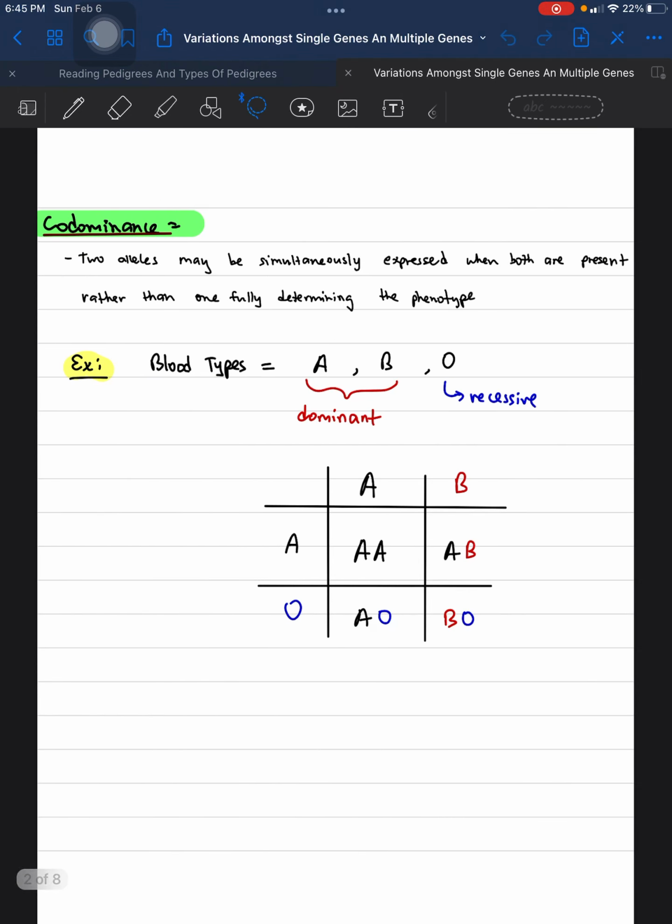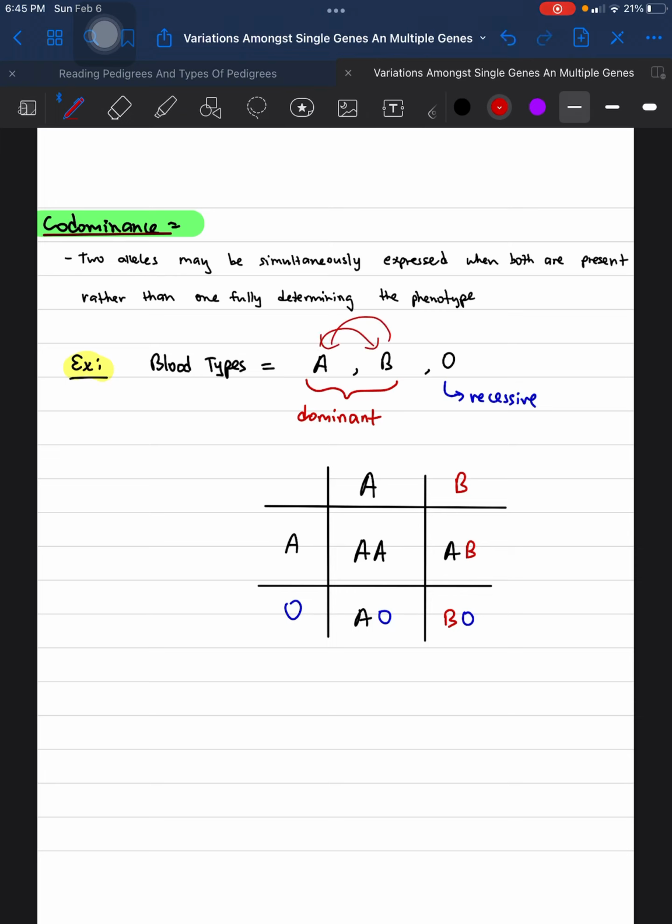Codominance is where two alleles simultaneously express their phenotype without one fully determining the phenotype. And this can be seen in blood types, where there's A blood type, B blood type, O blood type. A and B are both dominant, but O is recessive. So B is dominant to O, A is dominant to O, right? Since O is recessive, but A is not dominant over B, and B is not dominant over A.